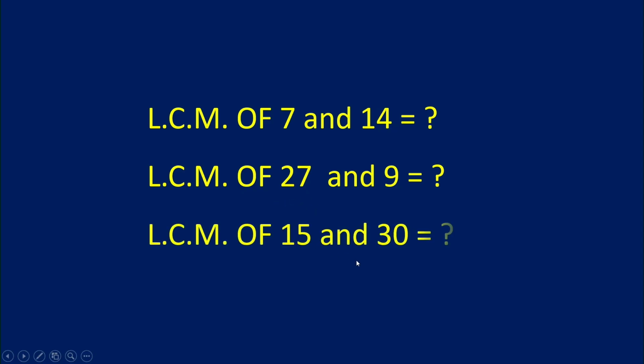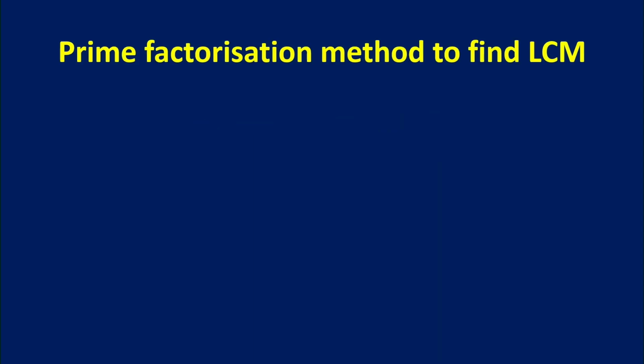Now without writing all the multiples, we can write the LCM of 15 and 30 as well. The LCM is 30 here. In this way we can write the LCM for any two numbers without writing their multiples. Now let us come to the next topic, that is the prime factorization method to find LCM.